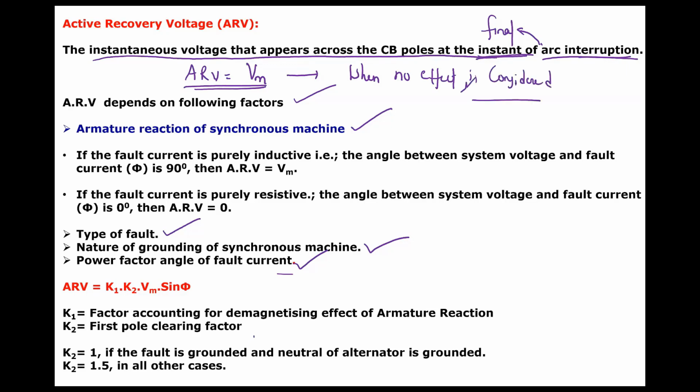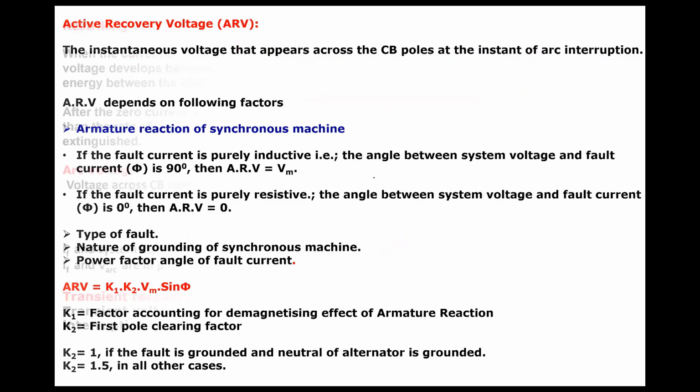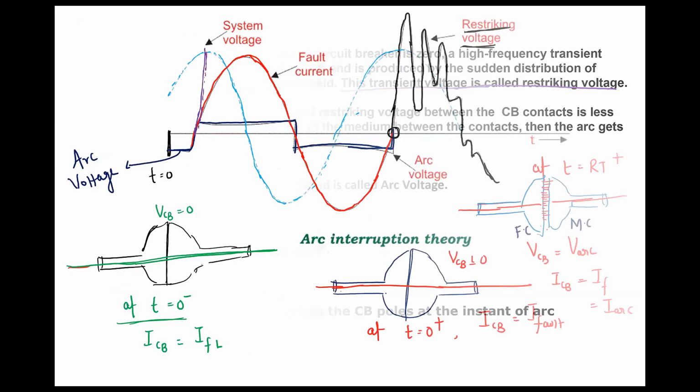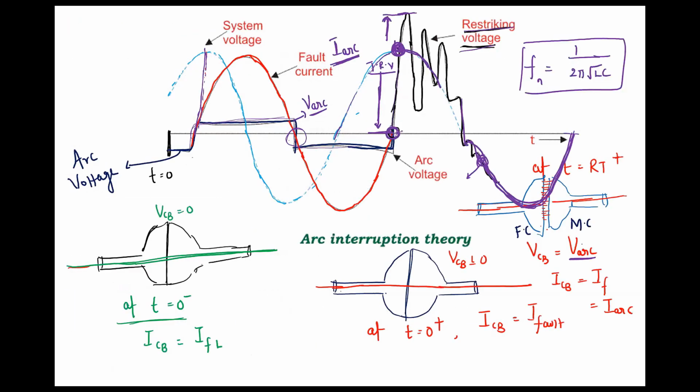The instantaneous 50 Hertz voltage that appears across the circuit breaker poles at the instant of final arc interruption is called active recovery voltage. Suppose the arc is quenched here. What is the value of system voltage at this point? This voltage is Vm. So that is the active recovery voltage.